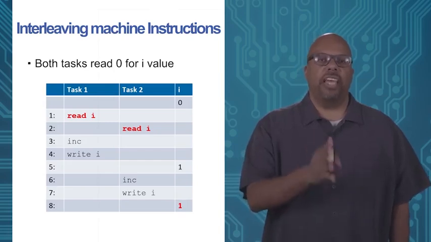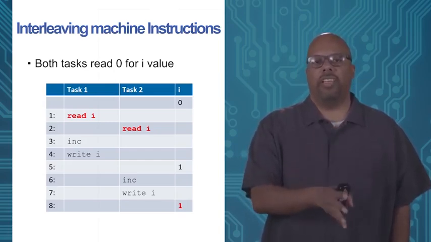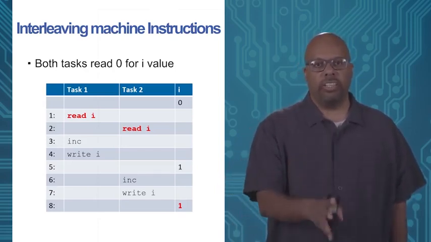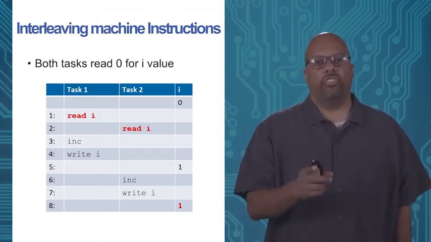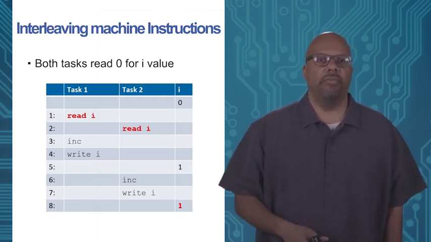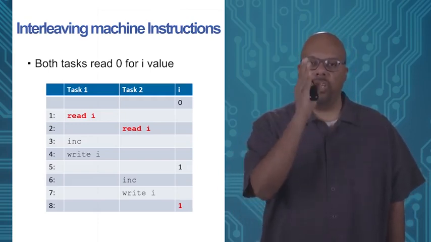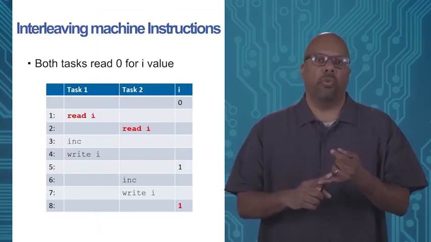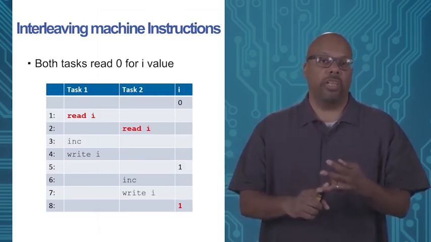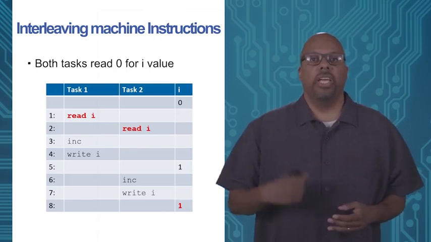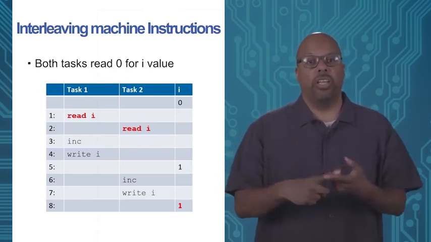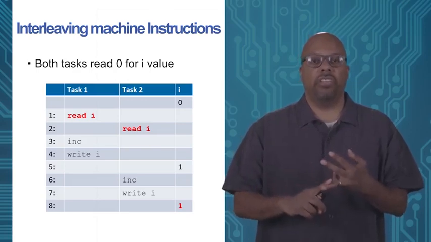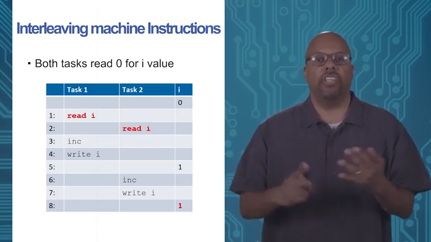So this time you've got task 1 and task 2, and on the right you've got the value of i. In the very left column, I've just numbered the lines so I can refer to them. Now if you look at just task 1's column, first it's going to do a read in step 1. Then in step 3 it's going to do the increment. Then in step 4 it does the write. And task 2 has the same order. In step 2 it's going to do a read. Then in step 6 it does an increment. In step 7 it does a write.